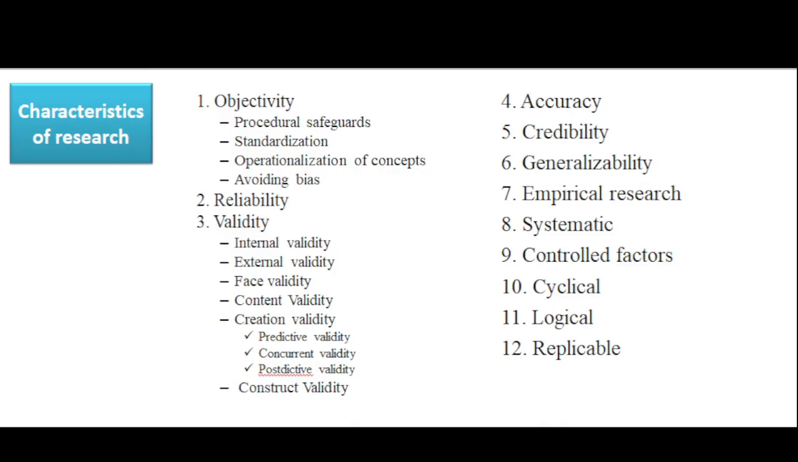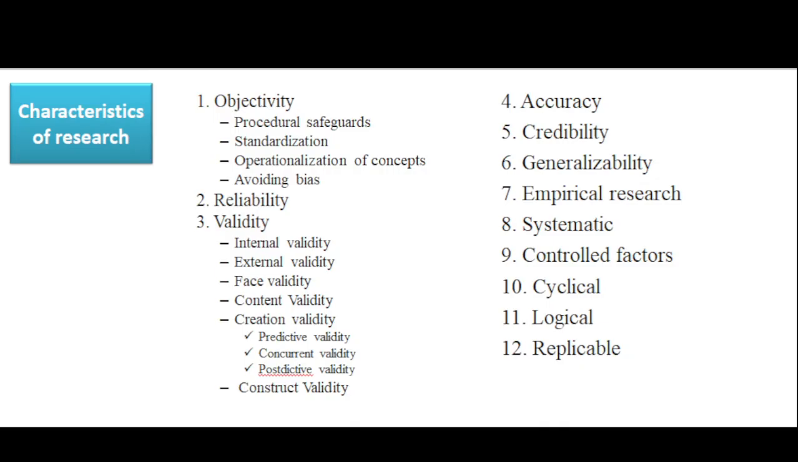So this is further divided into 4 categories. First is the procedural safeguard: ensuring confidentiality of user responses to encourage honest feedback. And then standardization, using the same set of questions and procedures for every participant in the research. Then operationalization of concepts, clearly defining what effective use of digital resources means in measurable terms, such as the number of times an e-book is accessed. And then avoiding bias: designing the study in a way that personal preferences or assumptions do not affect the data collection or analysis.